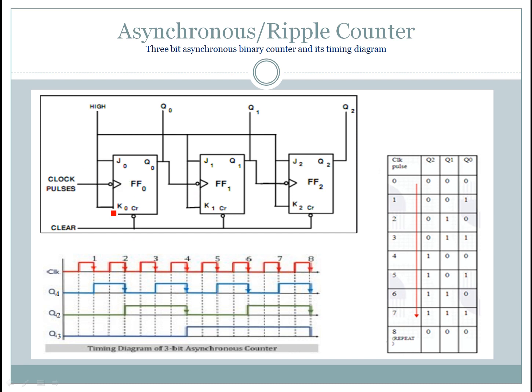And this is the asynchronous counter. Only the first flip-flop receives the clock pulses from the clock generator. This one you can see here. And other flip-flops receive the clock pulses from the output of the prior flip-flop. So in this case, FF1 receives the clock pulses from Q0, that is the first flip-flop output, and FF2 clock pulses are received from the output of the FF1 flip-flop, that is Q1.